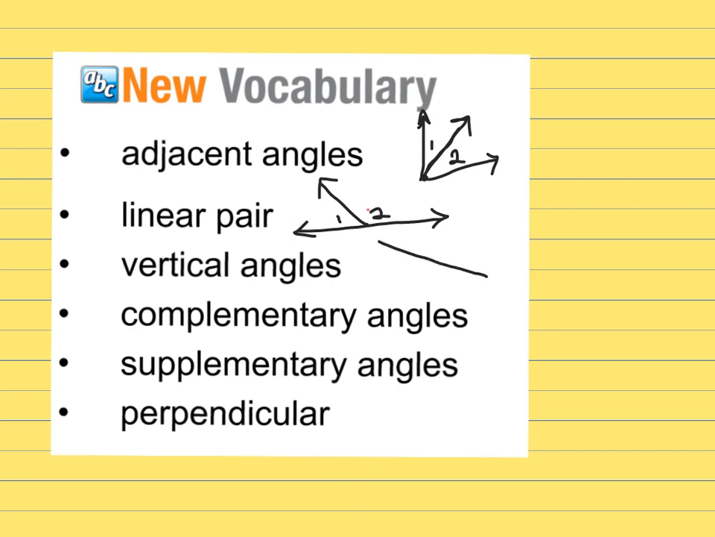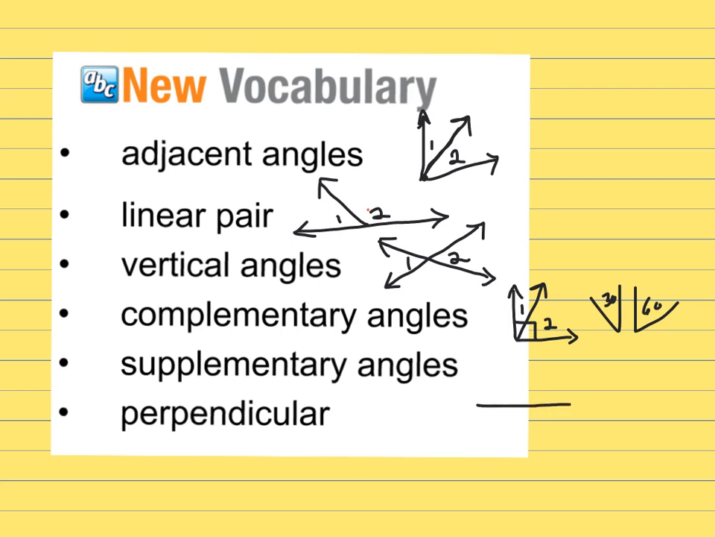Vertical angles are formed when two lines cross, and they are a pair of non-adjacent angles. Complementary angles, when you have a right angle that's divided into two angles, we know that the two angles are going to be adding up to 90. This is two angles that add to 90. So if I had a 30 and a 60 degree angle, those two angles add up to 90.